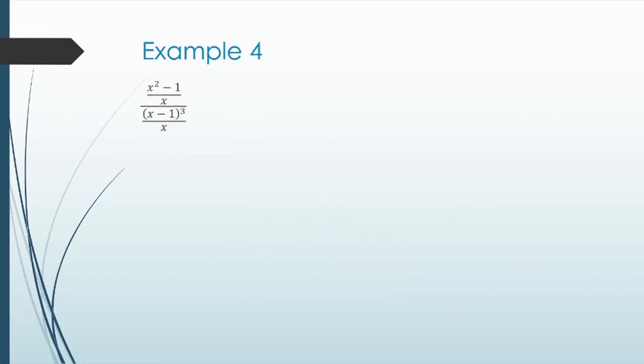All right, example 4 here. This is another complex fraction. And so you pick the middle fraction bar to be the main one. Usually we try to make it bigger than the other, some way to make it obvious. So that's going to be the point of the division. So this is really x squared minus 1 over x divided by x minus 1 cubed over x.